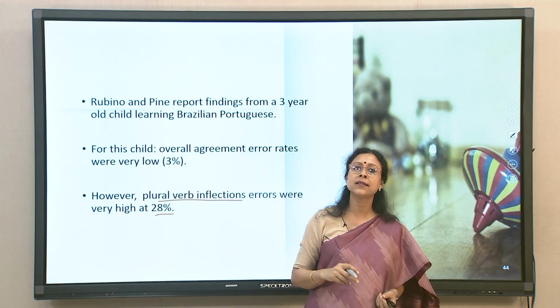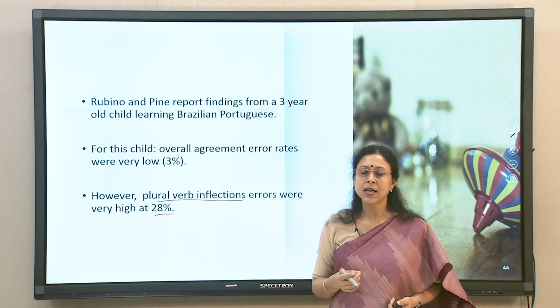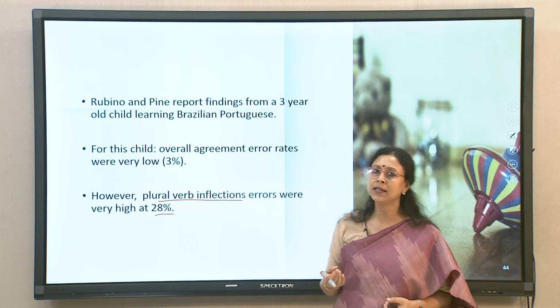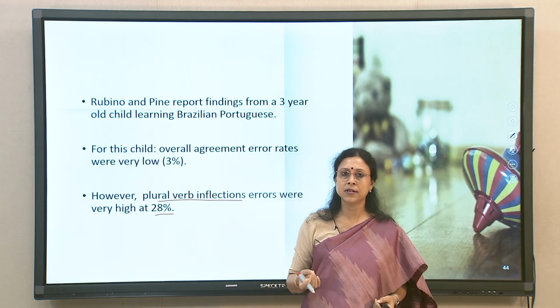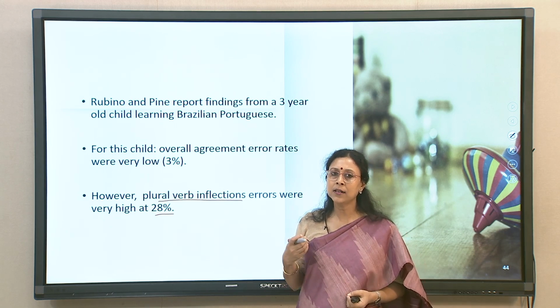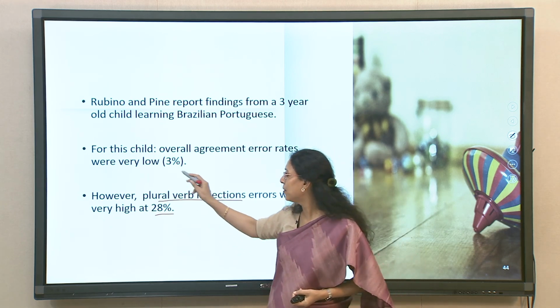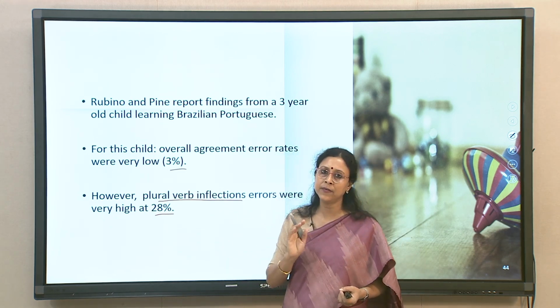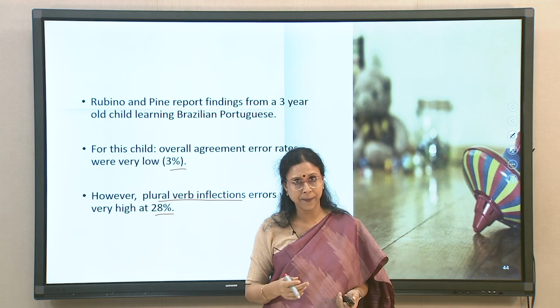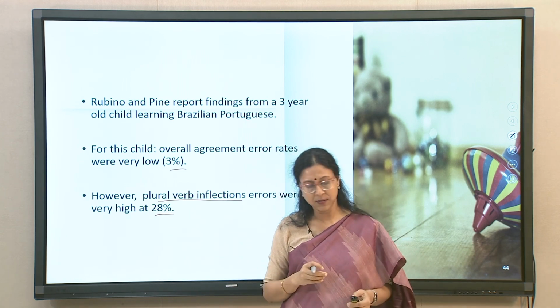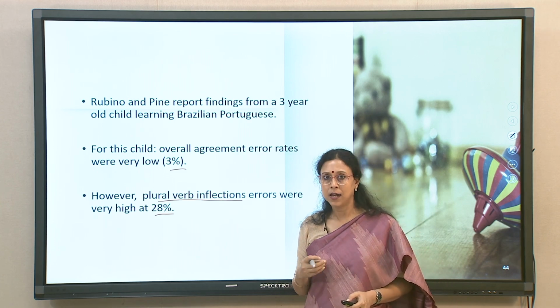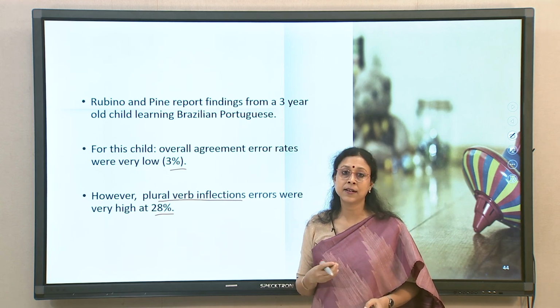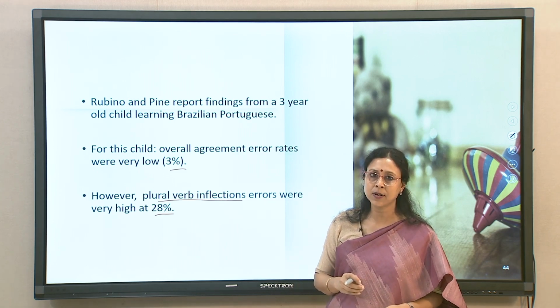Now, this cannot be answered by the atom theory, because again, as I said, either they have understood or they have not understood. So, they are either constraint 1 or constraint 2. But if the error rate is only 3%, that means they have already figured out what morpheme goes where. But in only one particular case, that of plural verb inflection, they are not able to get it correct all the time. So, 28% error is quite a high error rate.